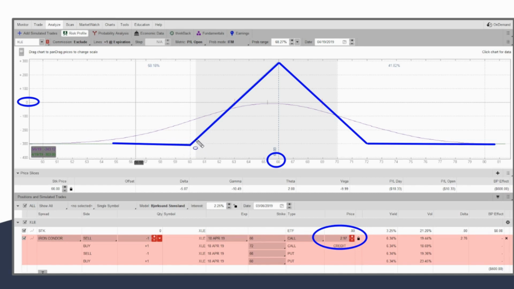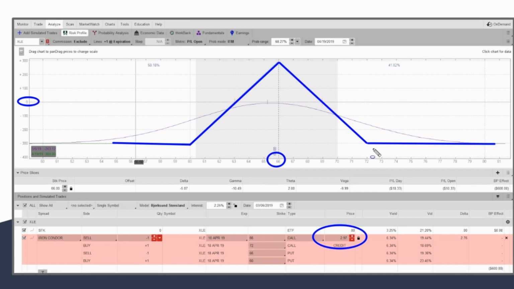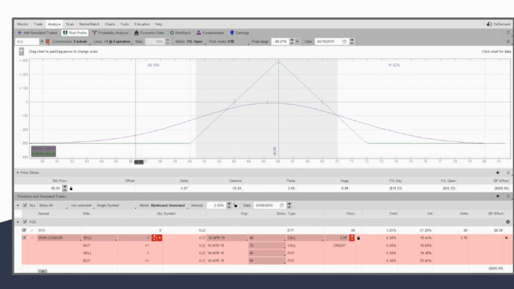And as the stock moves lower, at some point it's going to hit our protective put, and that protective put is going to cap our losses to the downside. Our protective call is going to cap our losses to the upside. And by buying those protective calls and puts, it allows us to not carry as much margin in our account as well, because we have defined risk.